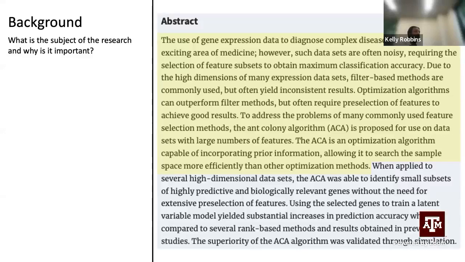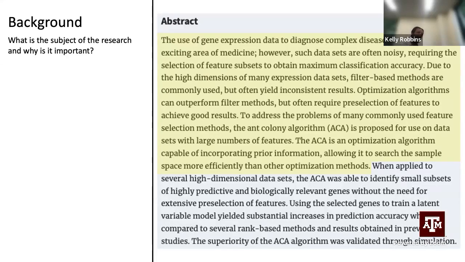All right, so the use of gene expression data to diagnose complex diseases represents an exciting area of medicine. However, such data sets are often noisy, requiring the selection of feature subsets to obtain maximum classification accuracy. Due to the high dimensions of many expression data sets, filter-based methods are commonly used, but often yield inconsistent results. Optimization algorithms can outperform filter methods, but often require pre-selection of features to achieve good results.